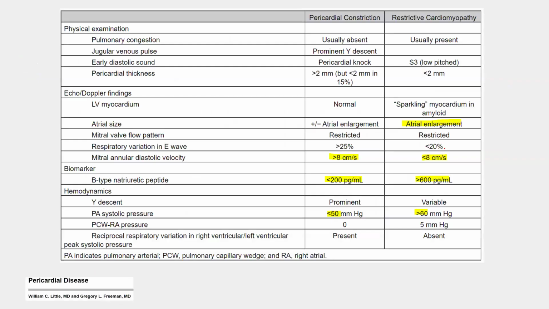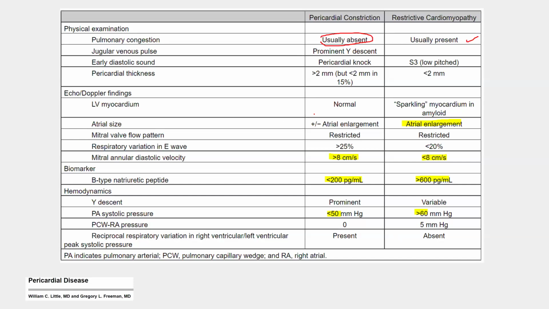Now this slide is important. So look here. Pericardial constriction and restrictive cardiomyopathy. This is a source of so many questions, by the way. That's why I want you to focus here. Pulmonary congestion is usually absent in constrictive pericarditis. Constrictive pericarditis is basically a disease of the right side. So you have anasarca, you have ascites, JVP elevated, but usually no pulmonary congestion. While in restrictive, it hits the lungs.